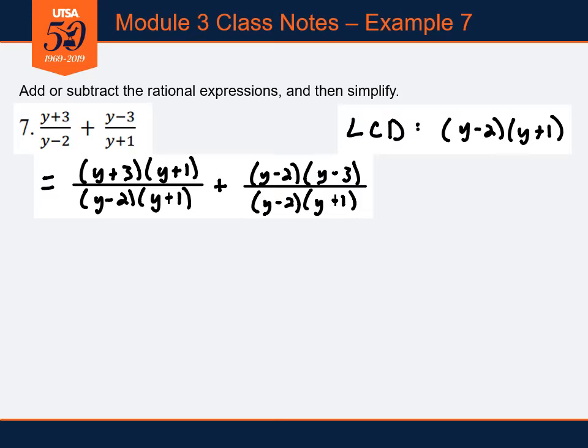In the first fraction, I've got y plus 3 over y minus 2. I'm going to multiply by the missing LCD factor of y plus 1 in the numerator and y plus 1 in the denominator. Whatever you do to the top, you have to do to the bottom. Keep things balanced. Same thing on the second fraction. Second fraction is y minus 3 over y plus 1, and we need to multiply by the missing LCD factor of y minus 2, top and bottom.